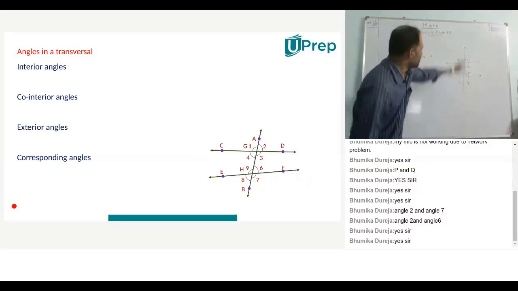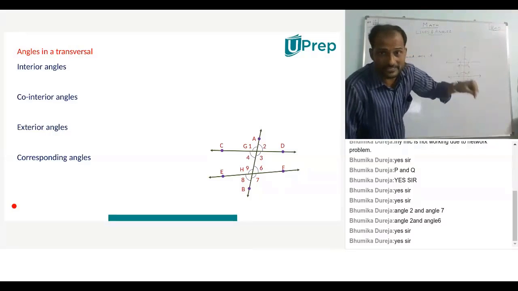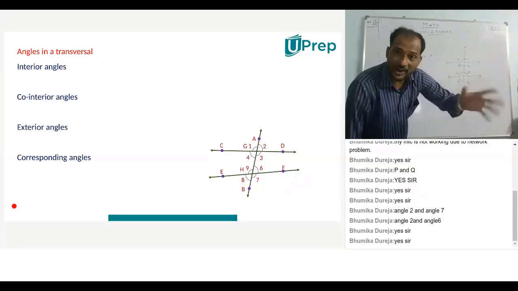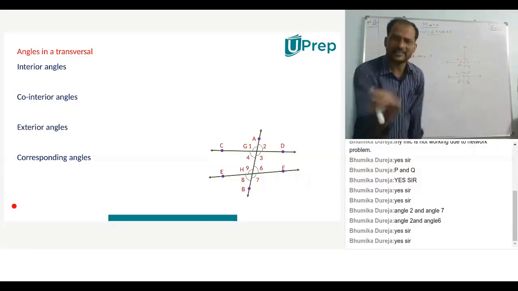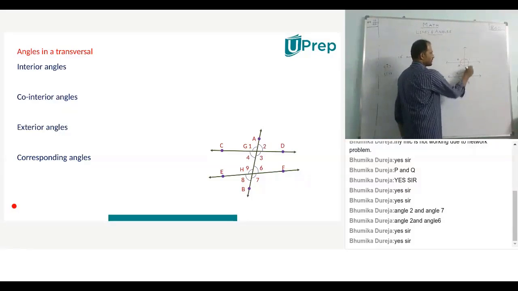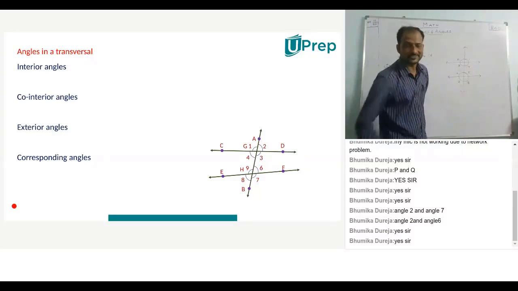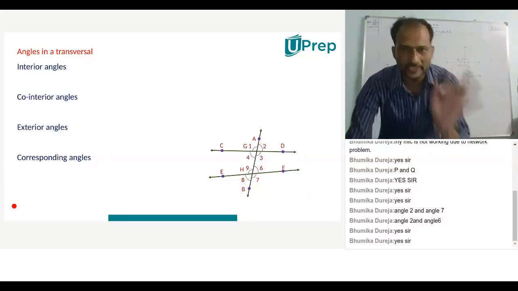Why are 1 and 5 called corresponding angles? 1 is exterior, 5 is interior. They lie on the same side of the transversal, but they are not adjacent angles. That's why they are called corresponding angles. In the same way, 4 and 8: 4 is interior, 8 is exterior. They lie on the same side of the transversal and they are not adjacent angles. So 4 and 8 form corresponding angles. In the same way, 2 and 6, 3 and 7. Hope you understood.